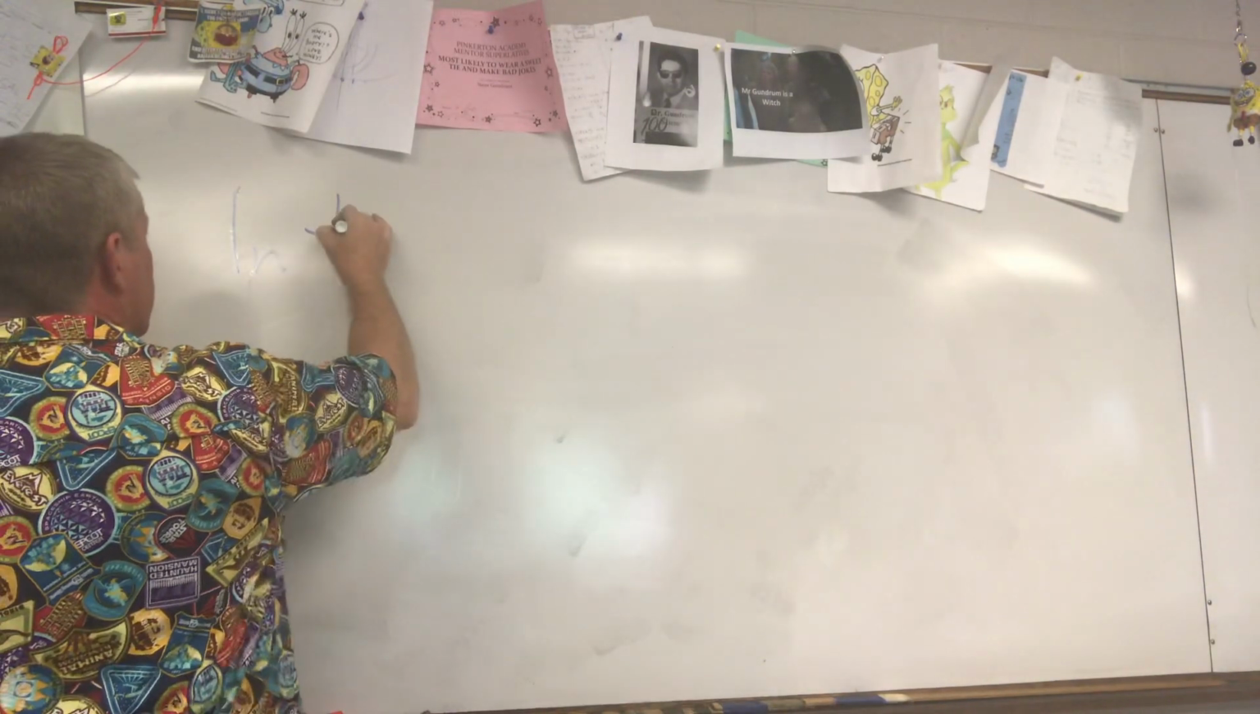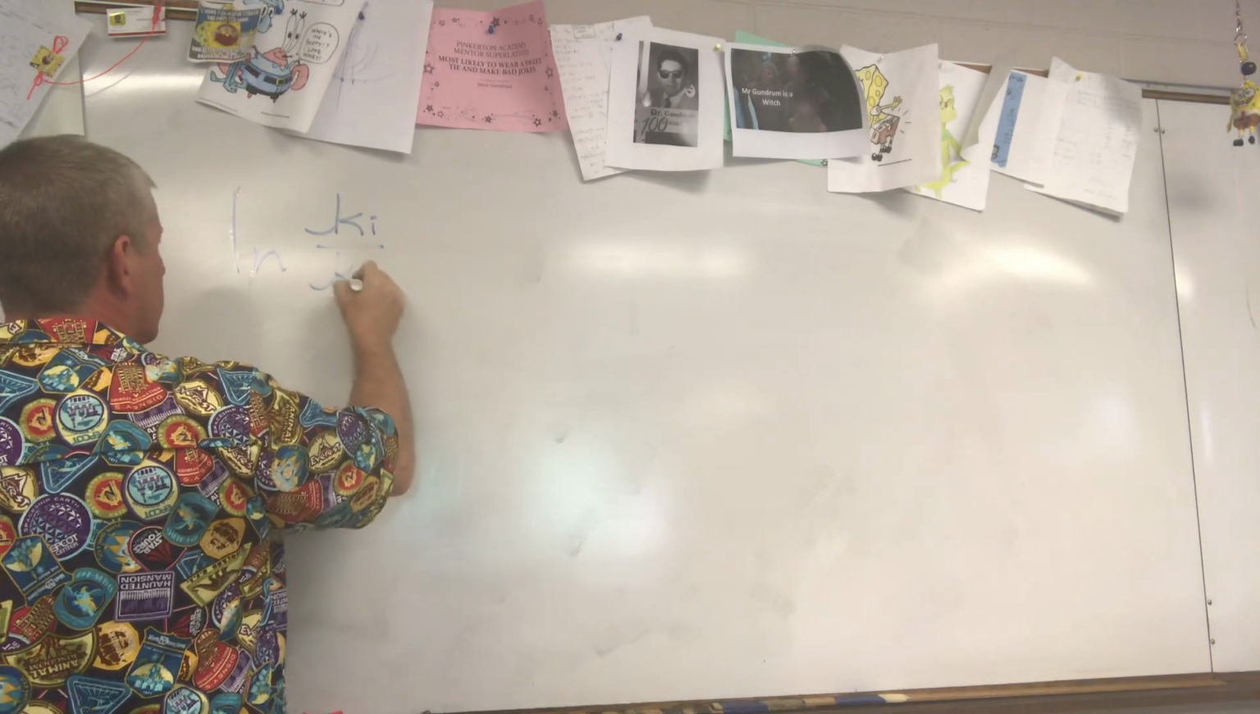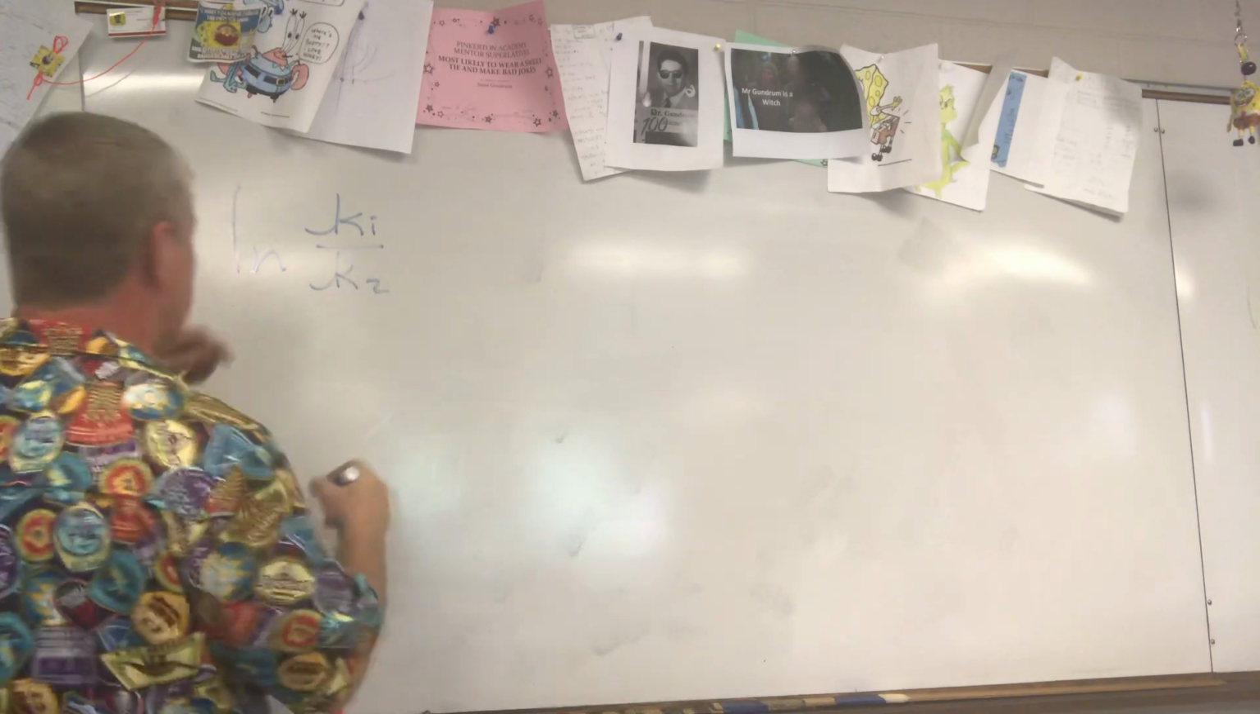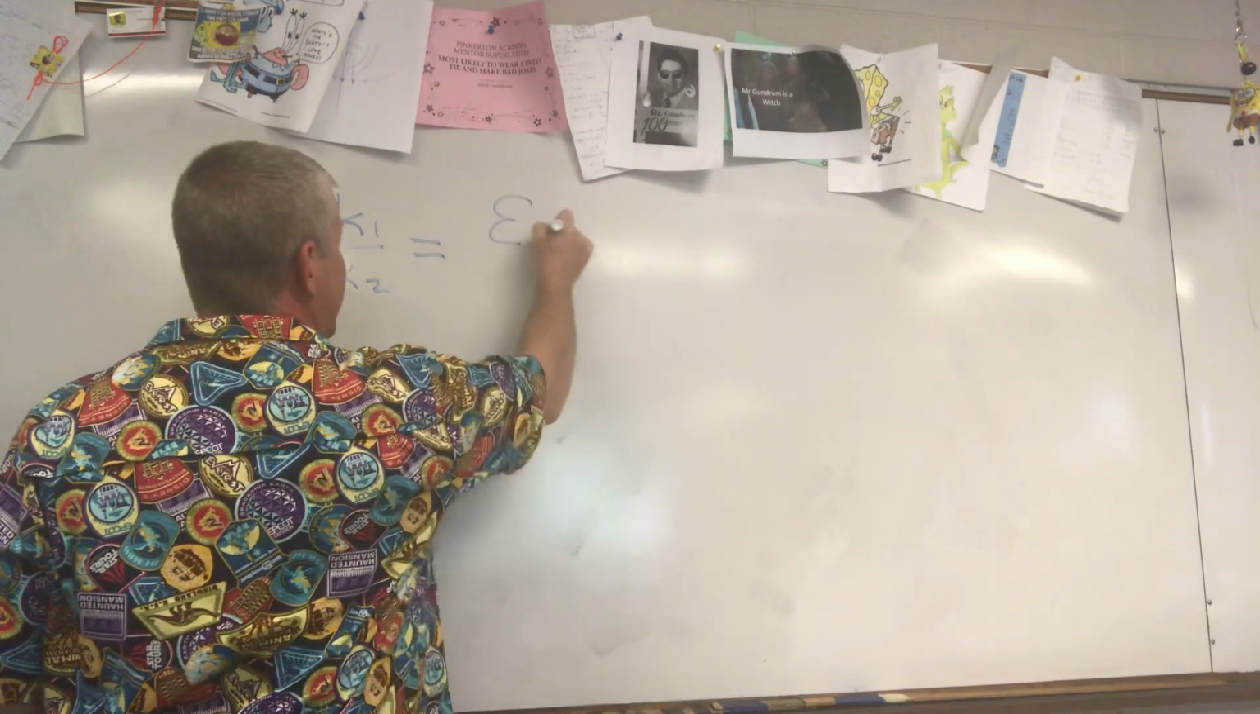Ln K1. That was not a good cursive K. My K's are terrible. That's an I. K1 over K2. All right, now equals EA Sports. It's in the game.